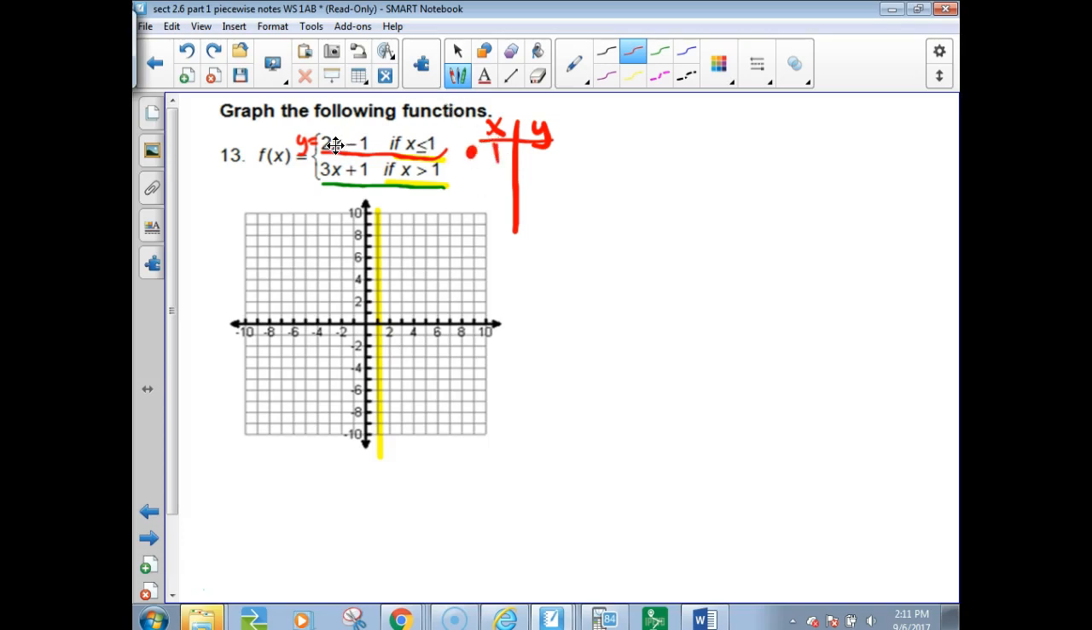I'm going to put 1 into the first equation, which would give me 2 times 1 minus 1. That'd be 2 minus 1, which is 1. So I know the point 1, 1 is on the graph. So I'm going to plot it. Goes right on my boundary line.